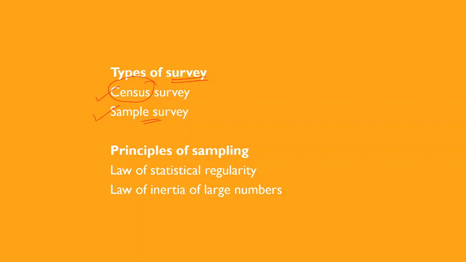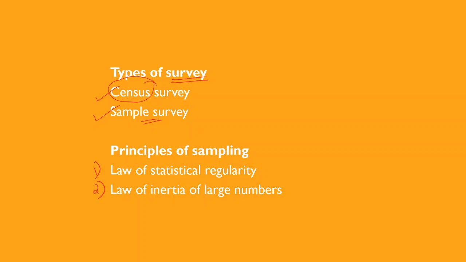What is census survey? Census survey means from all the units in the population we collect data. Sample survey means from a representative part of the population, from there only we will collect the data. And when it comes to sampling, there are two principles applicable. One is law of statistical regularity and second one is the law of inertia of large numbers.